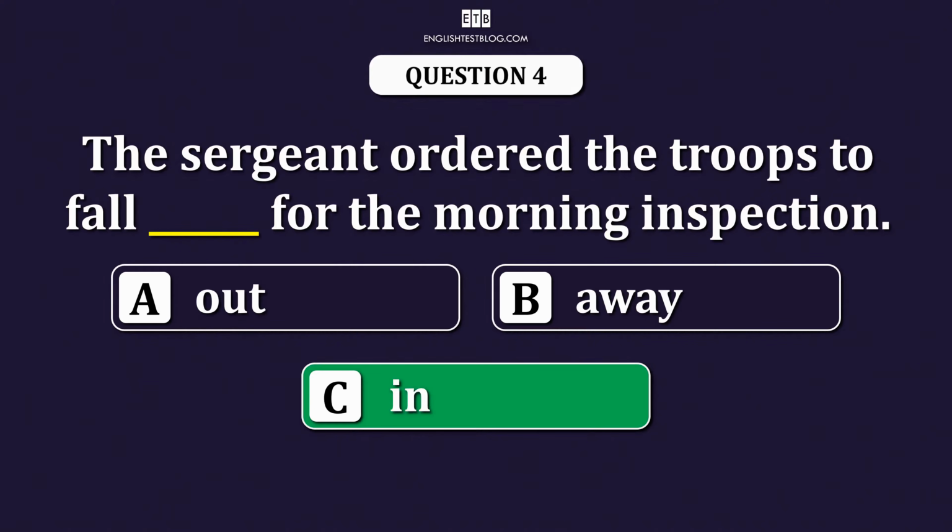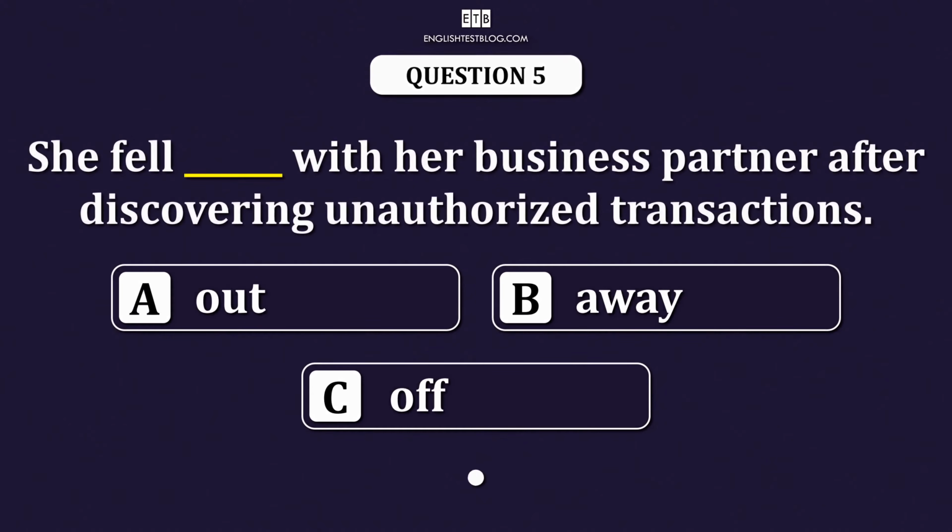The correct answer, fall in. If soldiers fall in, they form lines. Question 5.